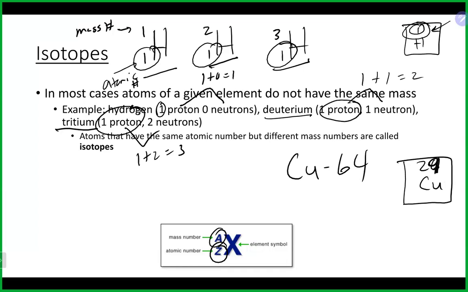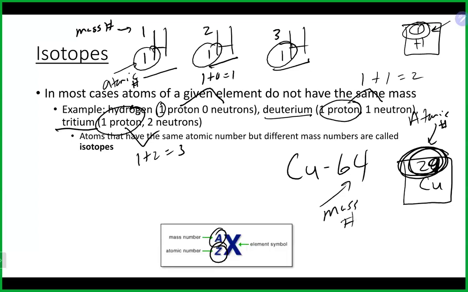That means the atomic number for copper is what? So on the periodic table, that's what copper's little square looks like. What would the atomic number be for copper? The atomic number is the number of protons. It is the top number. Did you find it on the periodic table? That's the atomic number, right? So the atomic number for copper is actually 29, which means the 64 cannot be the atomic number, right? So it has to be the mass number.